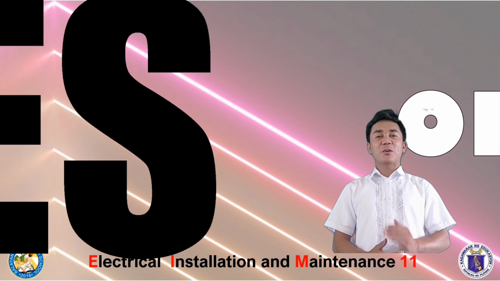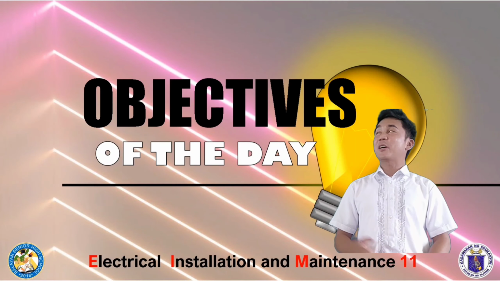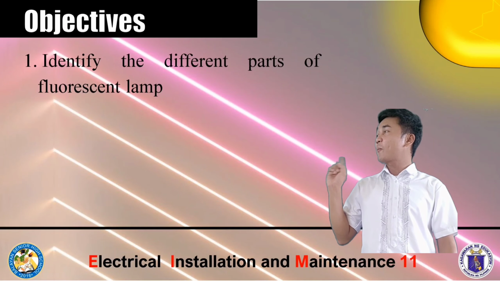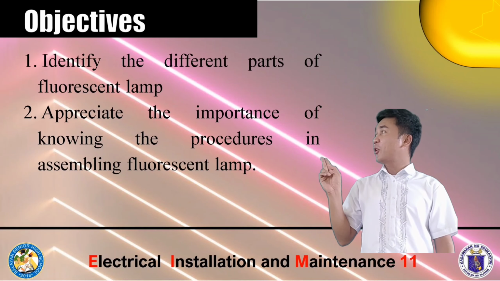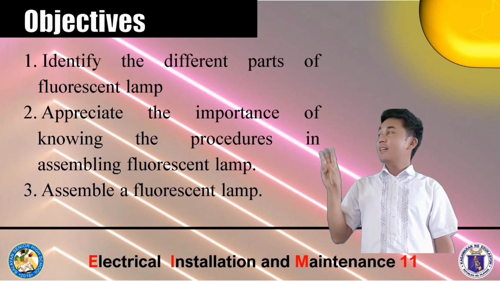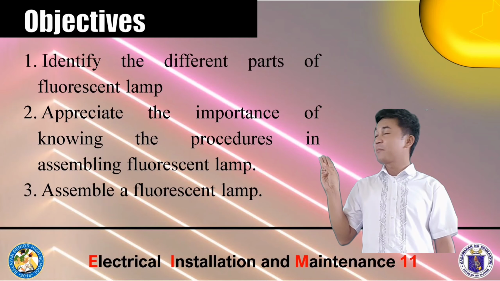Our objectives for today's lesson are to identify the different parts of a fluorescent lamp. Second, to appreciate the importance of knowing the different procedures in assembling a fluorescent lamp. The third one is to assemble a fluorescent lamp.